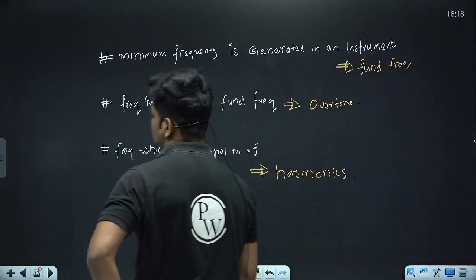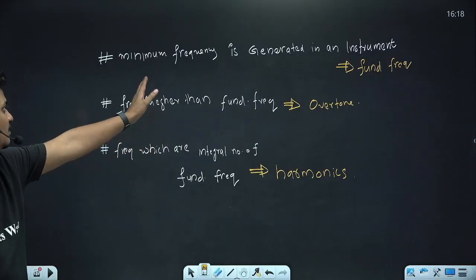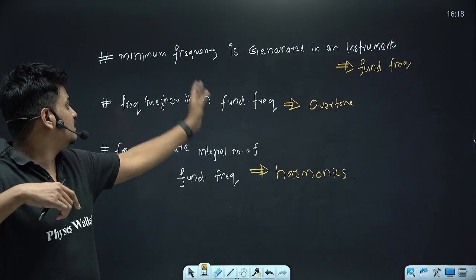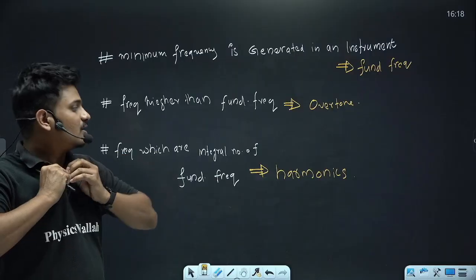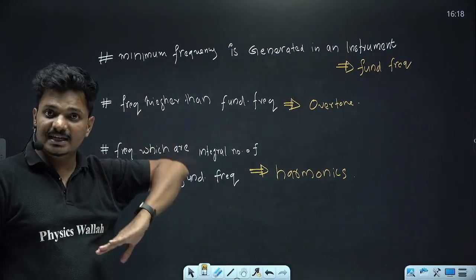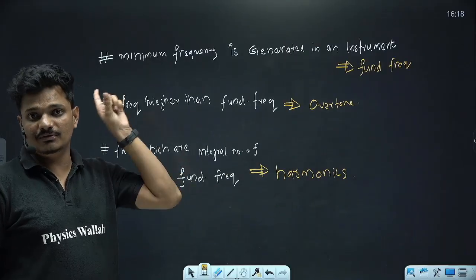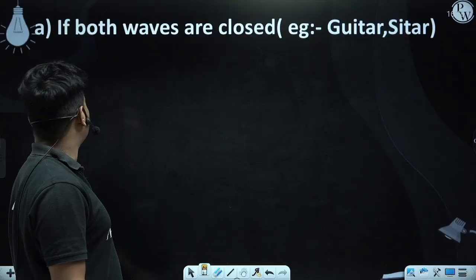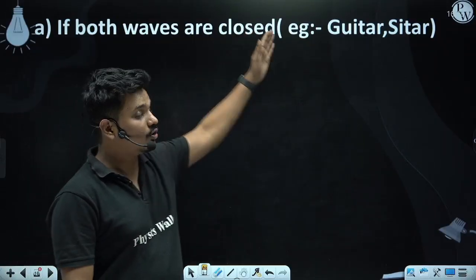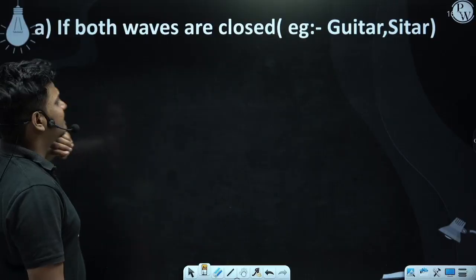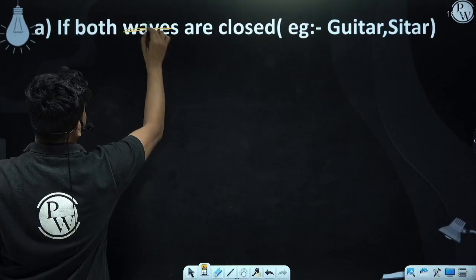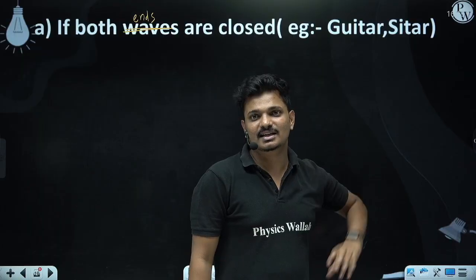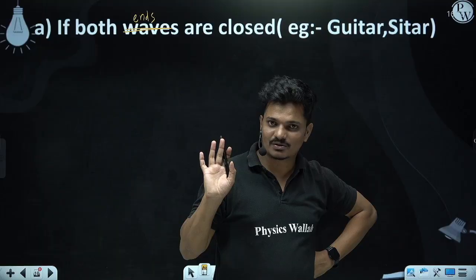Then I am going to consider the situations. So if minimum frequency generated in an instrument is known as fundamental frequency, the frequency which is greater than fundamental frequency is known as overtone, and if this greater frequency is an integral number of fundamental frequency, then that is known as harmonics. Okay, so we can discuss the situation. If both ends are closed, in the case of guitar and sitar, what happens?